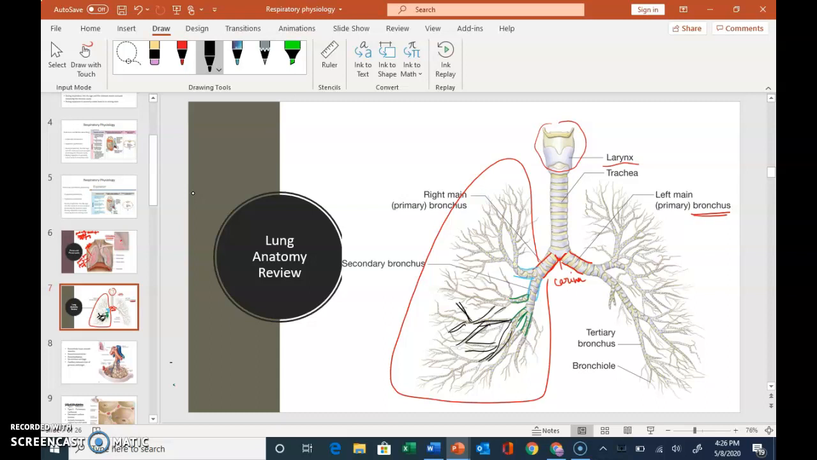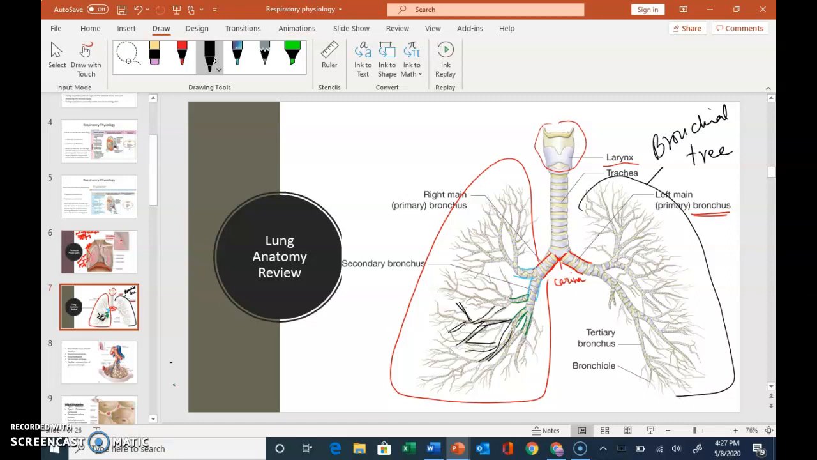Essentially they branch like 15 to 20 times, but we don't have to know that. We don't have to remember that. Just know that we have the trachea, which divides into primary bronchi. The primary divides into secondary. Secondary divides into tertiary. The tertiary then divides and redivides to form a tree-like pattern. Do you see the tree-like pattern? And this whole tree-like pattern is called the bronchial tree. That's our bronchial tree. Good.